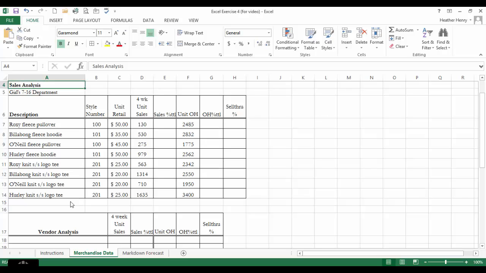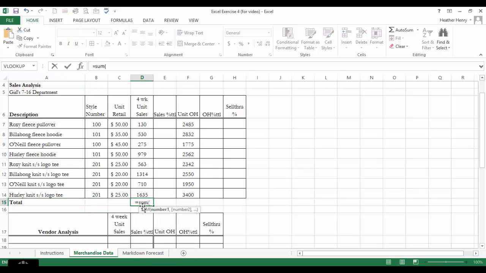So we need to look at everything on a total level as well as a style level. So let's create a total column. From here, we will add up the 4-week unit sales for all of our styles. After that, we will also add up all of the units remaining on hand for all of these styles.